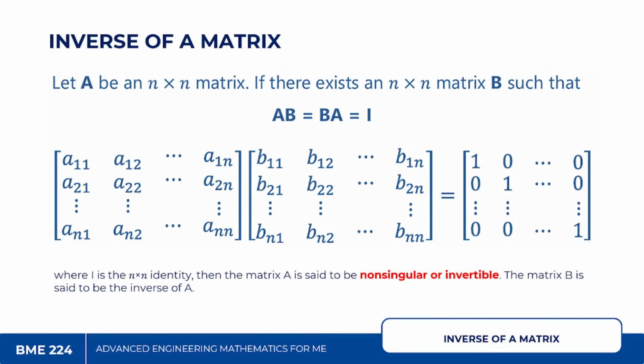n by n yung matrix niya. If there exists an n by n matrix B such that A multiplied by B is equal to B multiplied by A, and that is equal to the identity. Na-prove na natin to, tama ba? If ganito daw, we can say that the matrix A is said to be non-singular or invertible. Then the matrix B is said to be the inverse of A. Na-prove na natin to, actually, nung face-to-face discussion.